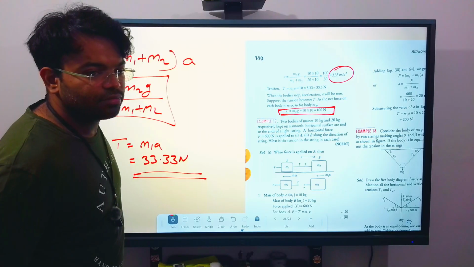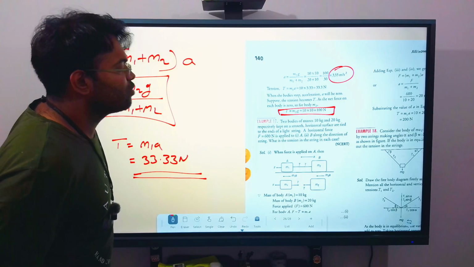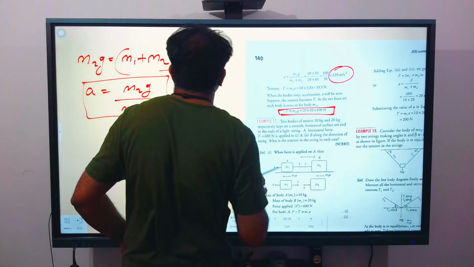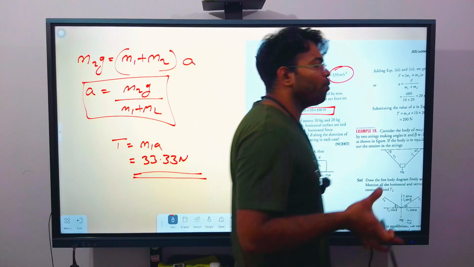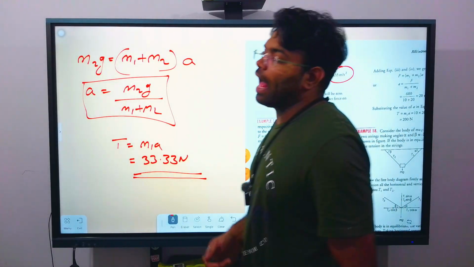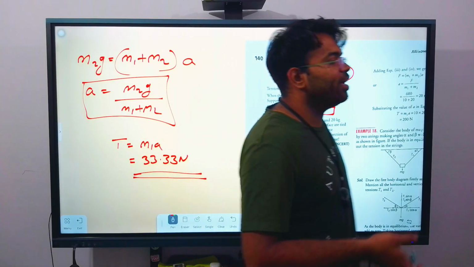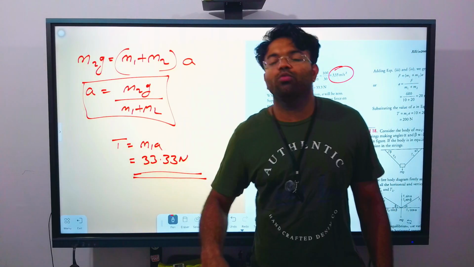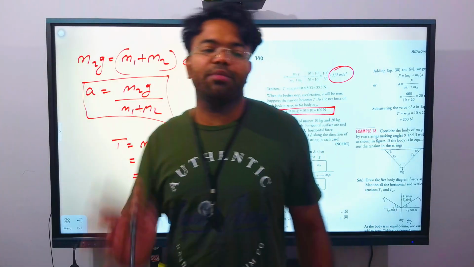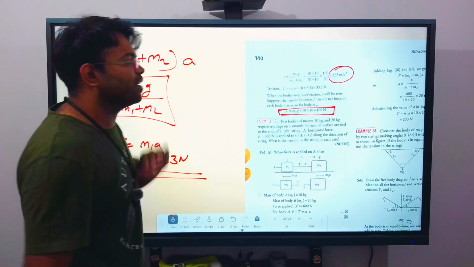Any doubts in this question? Perfectly straightforward, right? So what happened here? When the body stopped its motion, the acceleration became 0. When the acceleration became 0, basically M2G, that is downward force, minus upward force became 0. Therefore, downward force became equal to upward force, and that's how we got this answer.